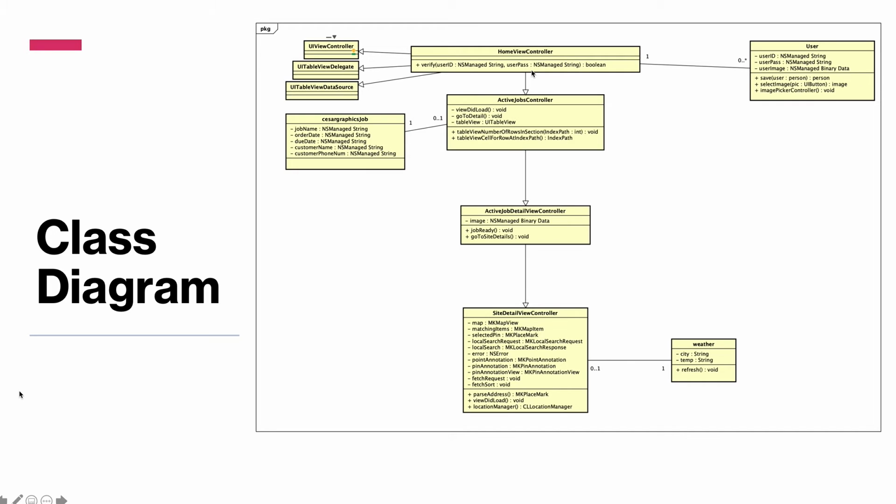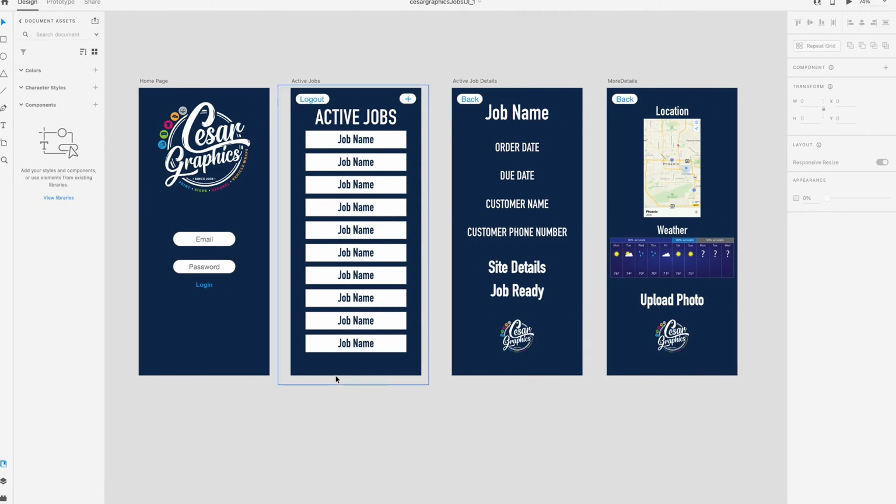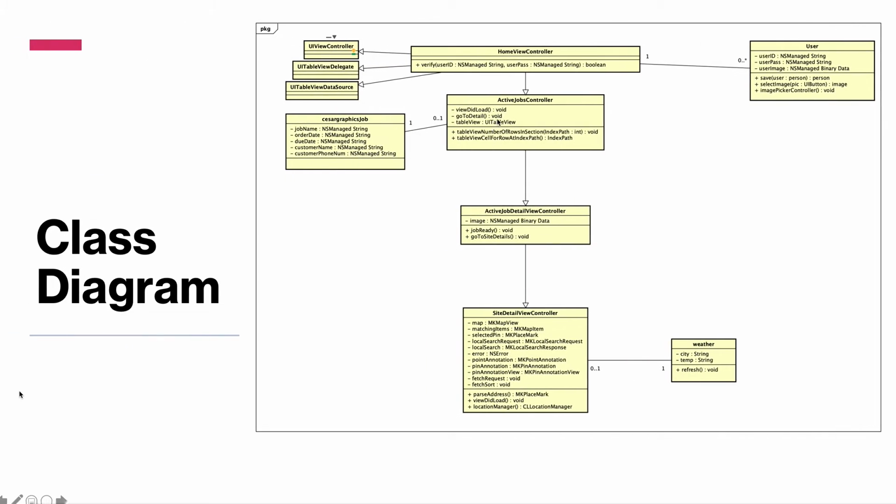Now, once you're done at the login screen and you're logged in, you go to the active jobs controller, which will be this one here. Now, this is going to be a table view controller, which will have a table view of Caesar Graphics jobs. Now, a Caesar Graphics job will have a job name, an order date, a due date, a customer name, and a customer phone number. And these are all being stored in Core Data.